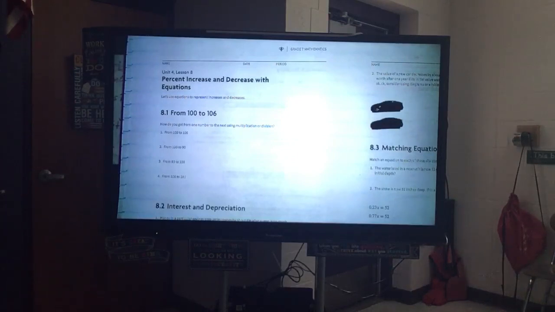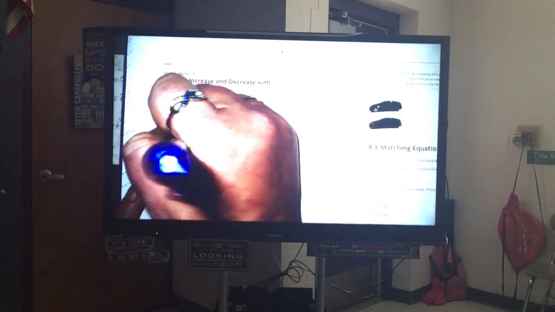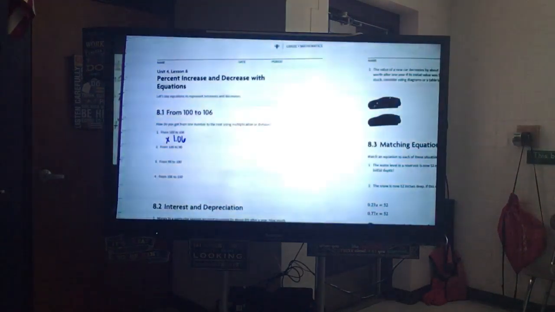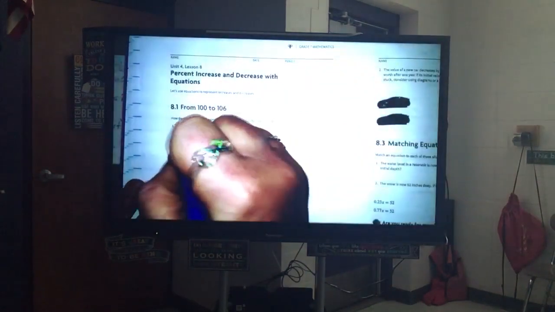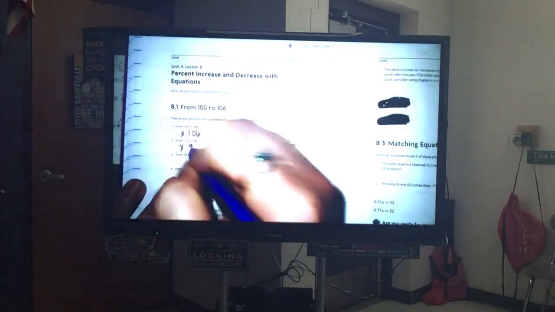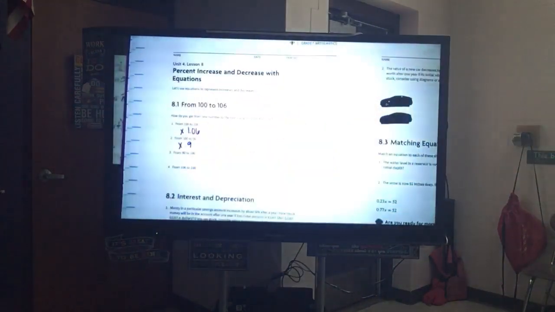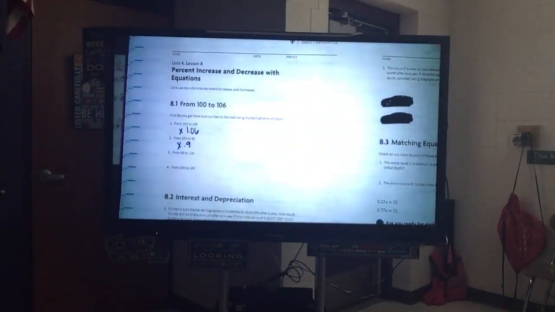What they did for number one, from 100 to 106. Christian? 100 times 1 and 6 hundredths. So you multiply by 1.06. Okay? Alright, so from 100 to 90, what'd you guys do? I multiplied 100 by 0.9. Yes, sorry, I was thinking 0.09. I multiplied 100 by 0.9. Okay.